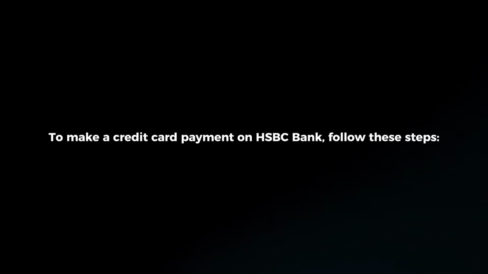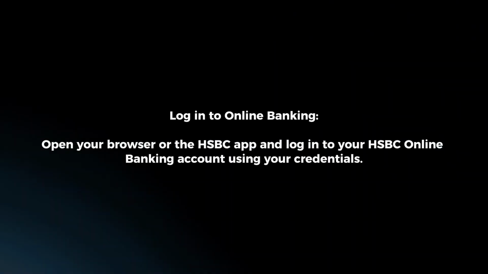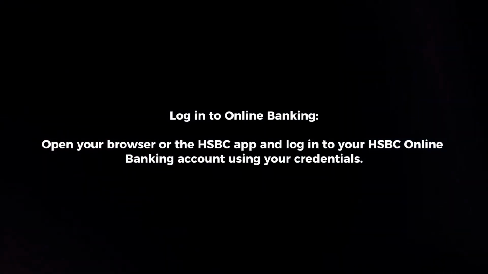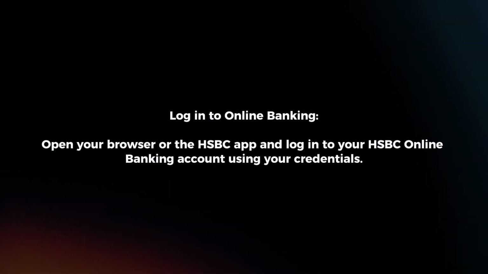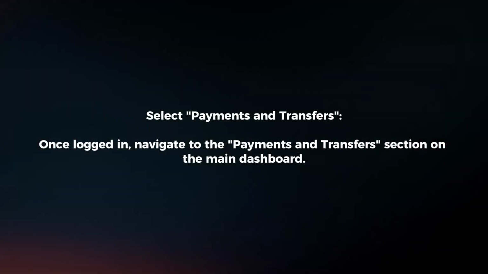To make a credit card payment on HSBC Bank, follow these steps. Log into online banking. Open your browser or the HSBC app and log into your HSBC online banking account using your credentials. Select Payments and Transfers. Once logged in, navigate to the Payments and Transfers section on the main dashboard.